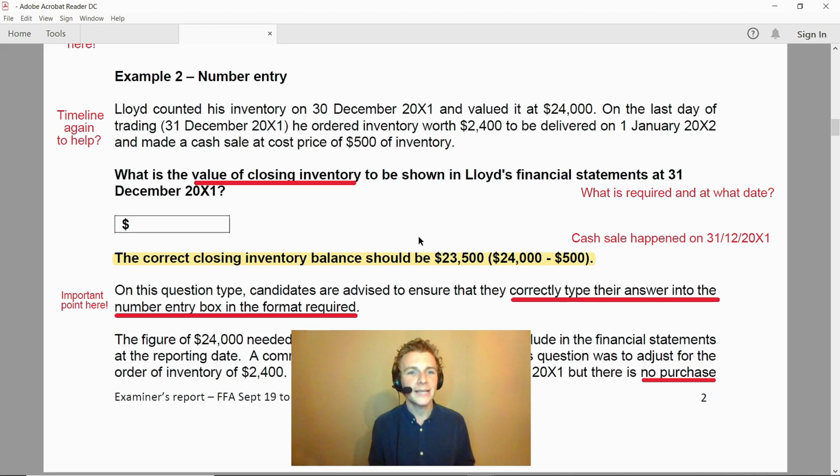We're going through it. So Lloyd counted his inventory on the 30th of December 2001 and it is valued at 24,000.